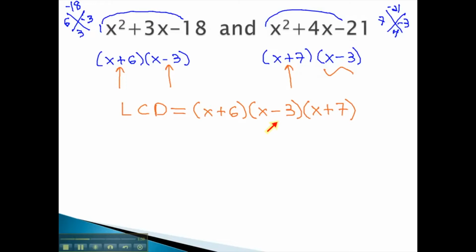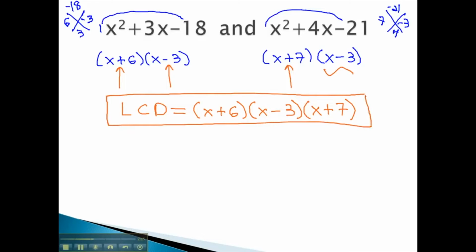We would want to check to make sure we're using highest exponents on each of these factors. Because none of the factors have any exponents on them, we also don't need any exponents in the least common denominator. The least common denominator, then, of x squared plus 3x minus 18 and x squared plus 4x minus 21 must be x plus 6 times x minus 3 times x plus 7.